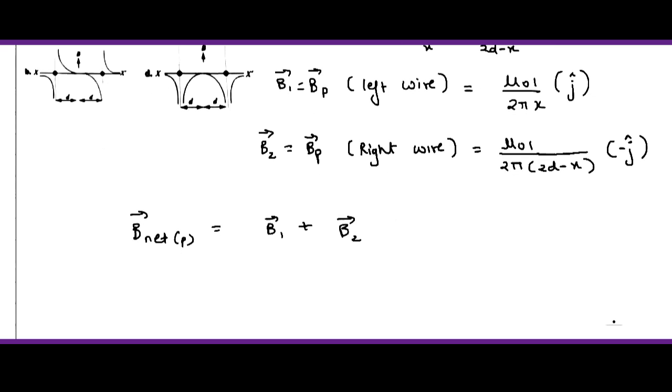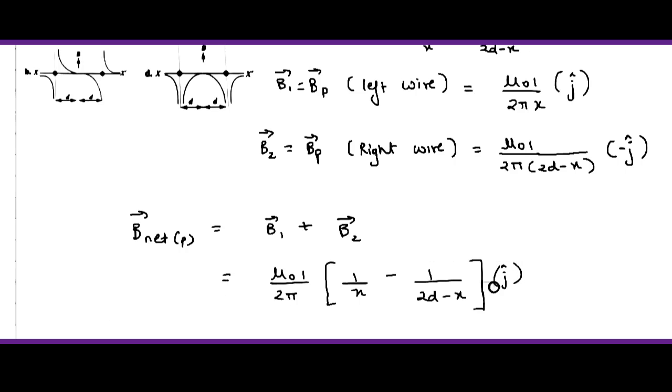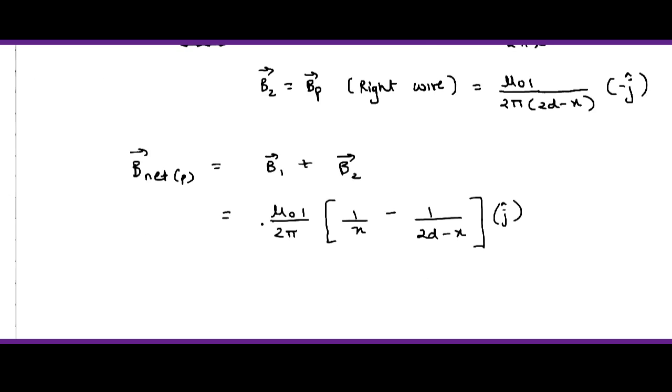Adding these values, we get the answer as mu 0 I by 2 pi, which can be taken out as common, so we are left with 1 over x minus 1 by 2D minus x, along J cap. This is the general equation for the magnetic field at point P that we have deduced. Let's say this is our equation number 1.